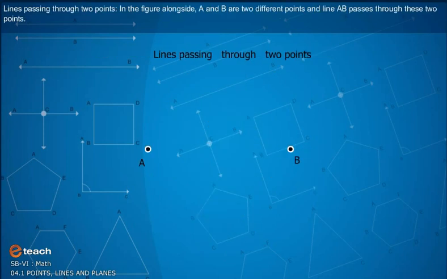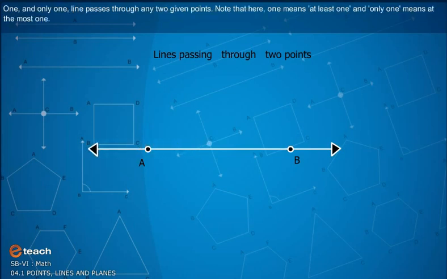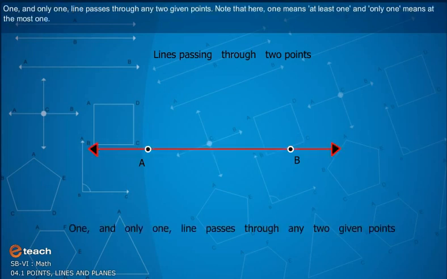Lines passing through 2 points. In the figure alongside, A and B are 2 different points and line AB passes through these 2 points. One and only one line passes through any 2 given points. Note that here 1 means at least 1 and only 1 means at the most 1.